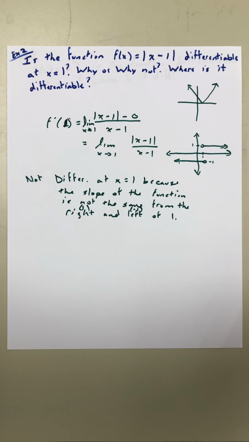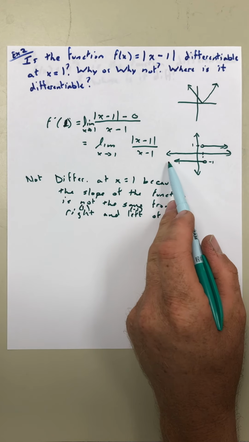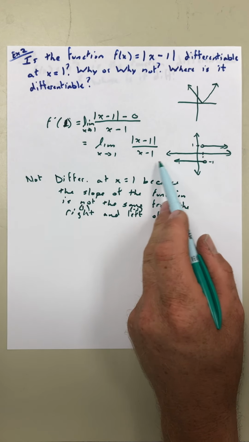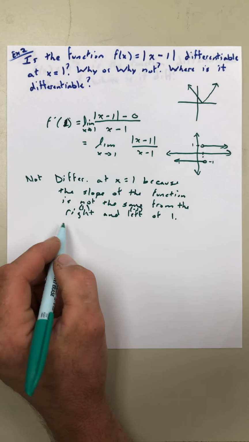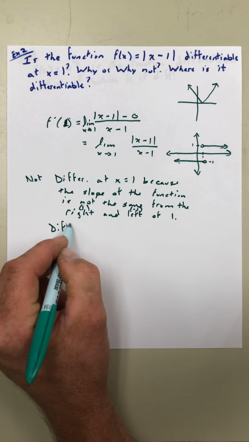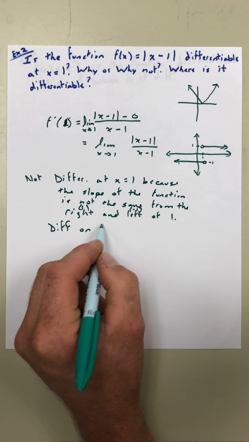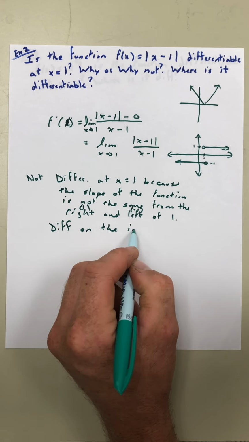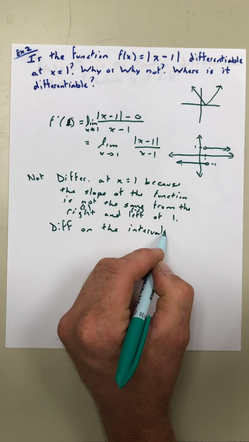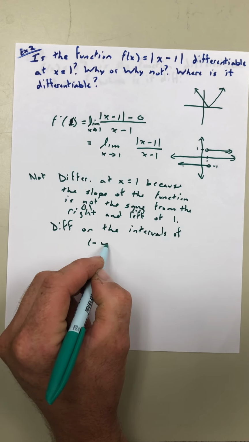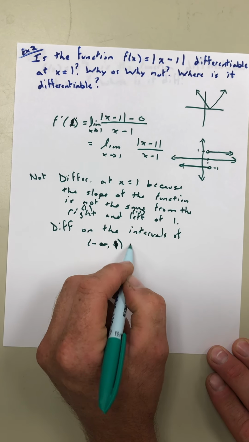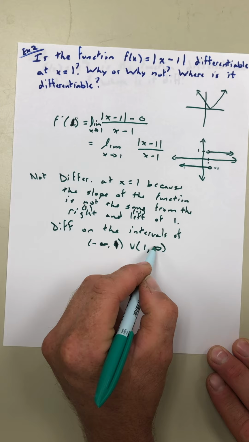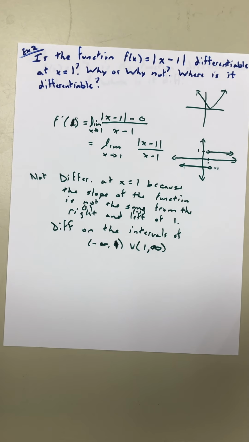So where is it differentiable? Well, hopefully we see that it's always going to be -1 on the left side, always +1 on the right side. So it's going to be differentiable on the intervals of -infinity to 1, union 1 to infinity. And that's where we're going to be differentiable.